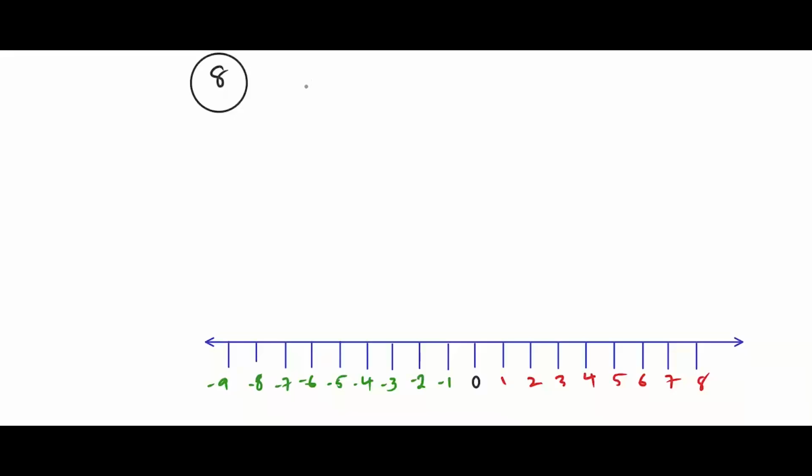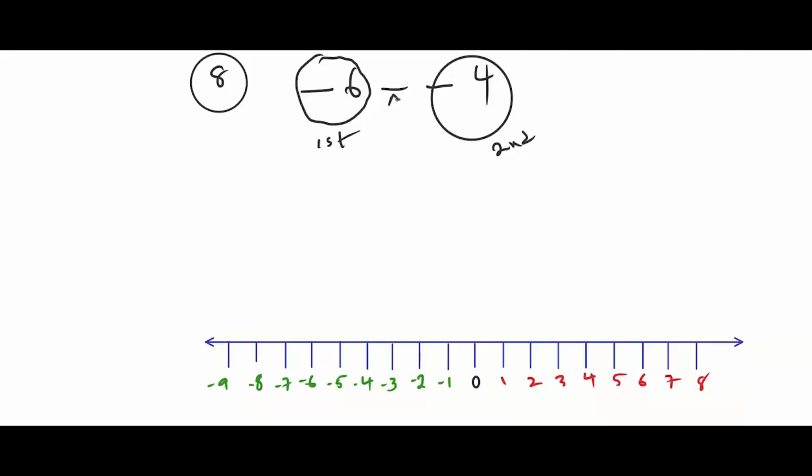So number 8, we want to have minus 6 minus 4. So this is the first number. This is the second number. We want to look at the difference between them, that is the gap between them. So let's start with the first one, minus 6. From 0, let's go to minus 6. You have 1, 2, 3, 4, 5, and 6. So we are currently here. This is minus 6 here.